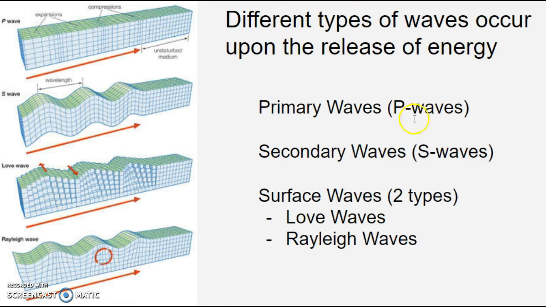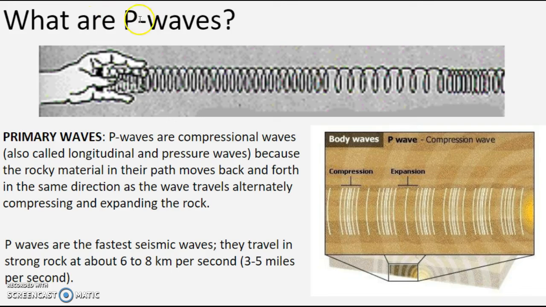You have your primary waves, they travel the fastest. You have secondary waves, they arrive second, they travel second fastest. And then you have 2 types of surface waves that really do the damage to structures and buildings and homes, Love waves and Rayleigh waves. We're first going to explore P waves. A P wave is a primary wave.